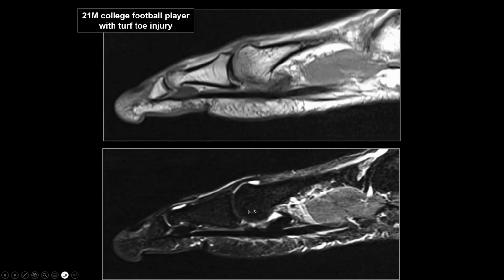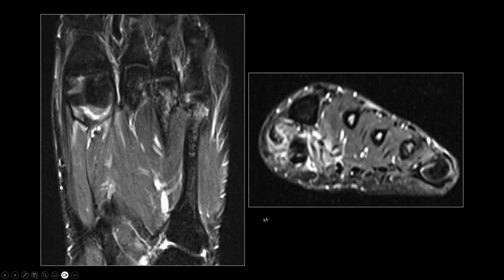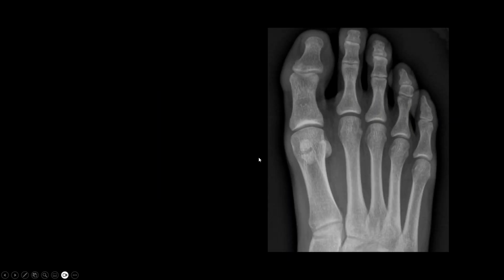All right, college football turf toe injury. Again, these all look alike, right? The interesting thing here was, we know about this, but what's going on out here? He's got marrow edema in all of his metatarsals, second through fourth. Well, he's offloading that. And so he was developing stress reactions in his metatarsals because he was trying to protect that injured first MTP joint.